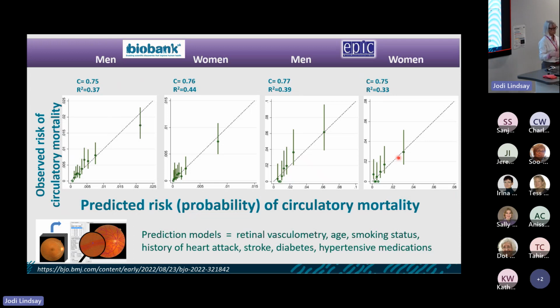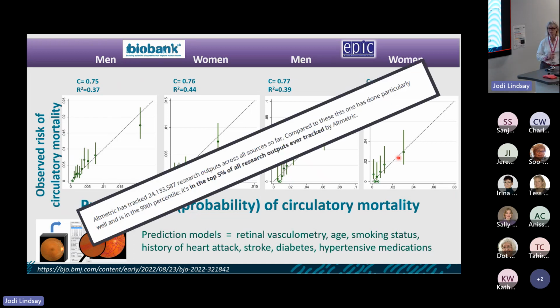So all the graphs I'm going to show now, I'm going to flick through. It's about our prediction versus what actually happens 7 years later. So this is circulatory mortality, looks very good. Oh, I forgot to say, I forgot this was popping up.